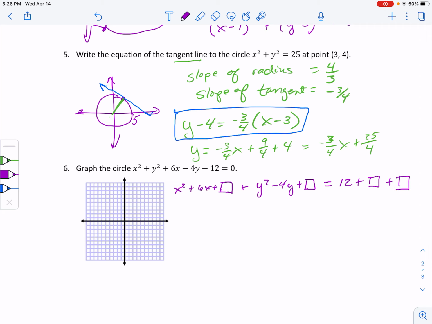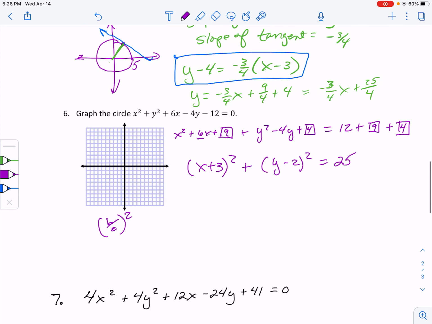To fill in the box, you take half of your b term, so b divided by 2, and square it. So 6 divided by 2 is 3, 3 squared is 9. I add a 9. Half of negative 4 is negative 2, negative 2 squared is 4. You add 4. This factors into x plus 3 squared. This factors into y minus 2 squared. This adds up to what? 25? Oh, well, there you go.